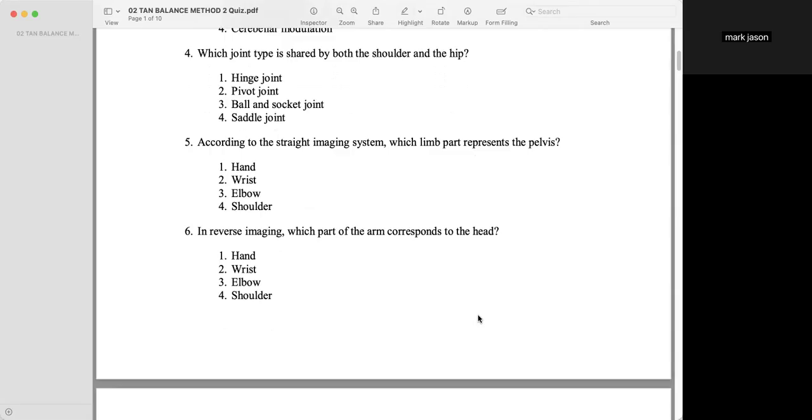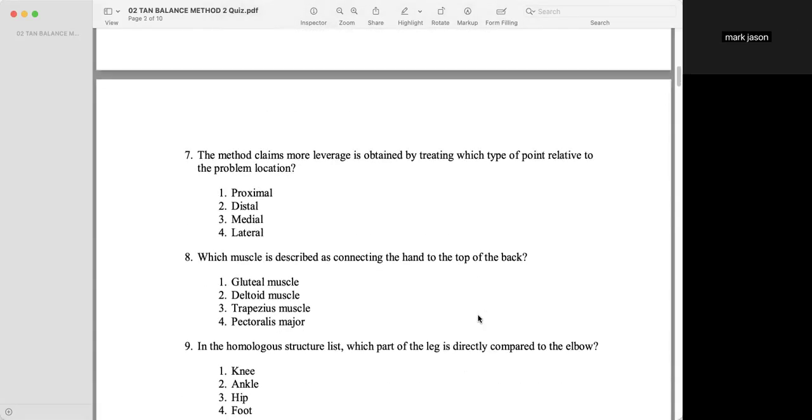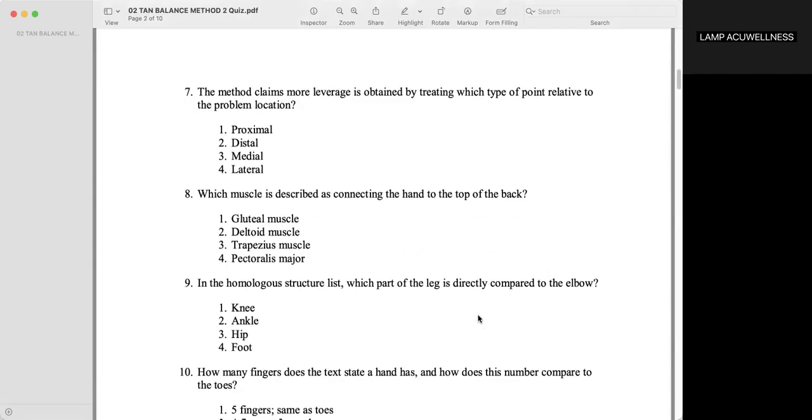Ball and socket joint. According to the straight imaging system, which limb part represents the pelvis? Hand. In reverse imaging, which part of the arm corresponds to the head? Hand. The method claims more leverage is obtained by treating which type of point relative to the problem location? Distal. Which muscle is described as connecting the hand to the top of the back?